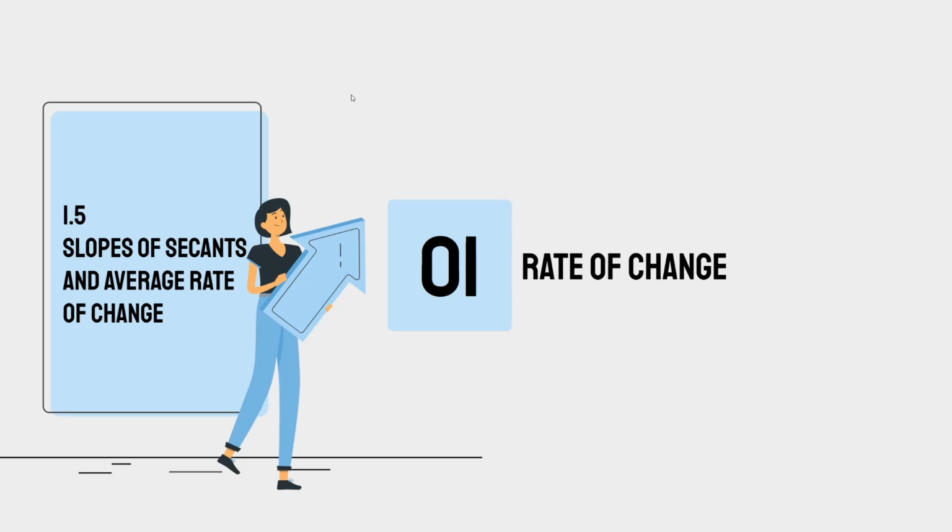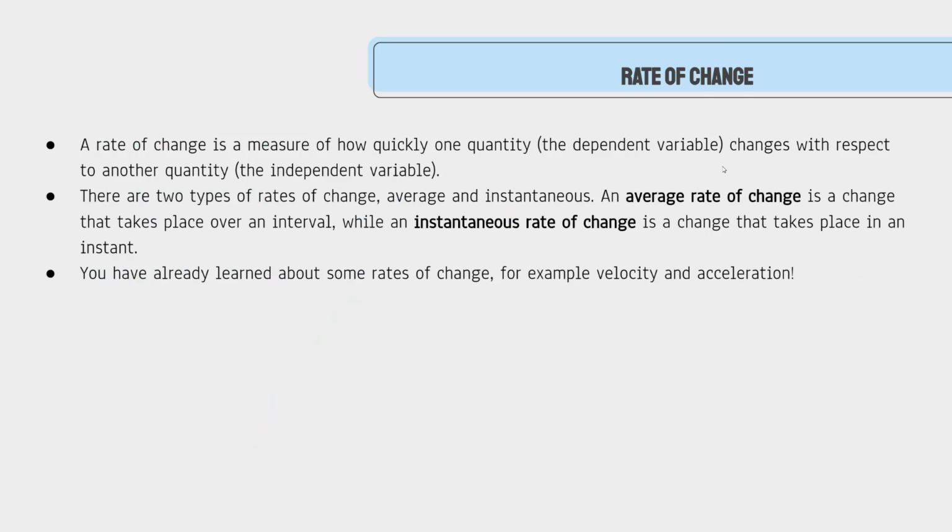So chapter 1.5 would be covering slopes of secants and average rate of change. Of course, we'll be covering the rate of change itself, as well as average rate of change. I don't know if you've seen this. However, in chapter 1.6, we're also going to be covering instantaneous rate of change. So let's just get it over with what rate of change actually means.